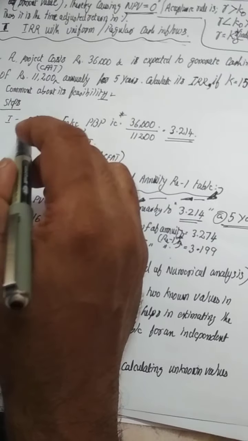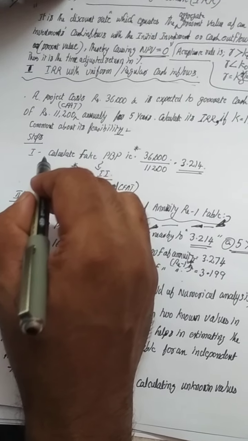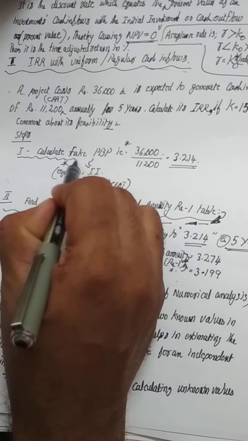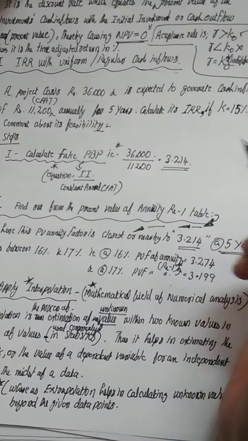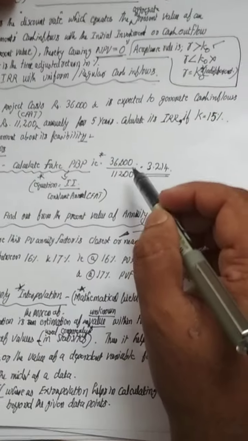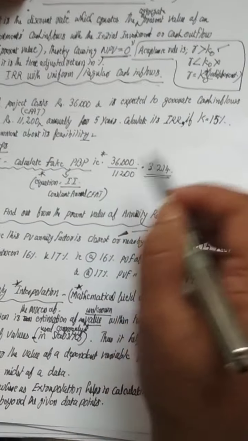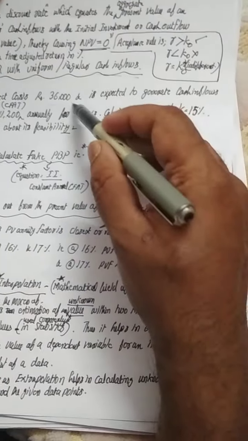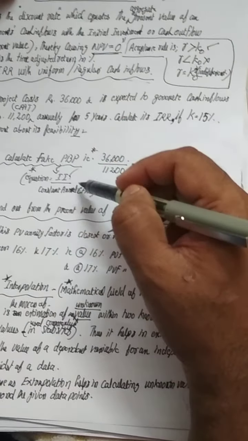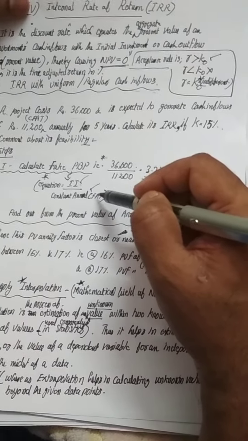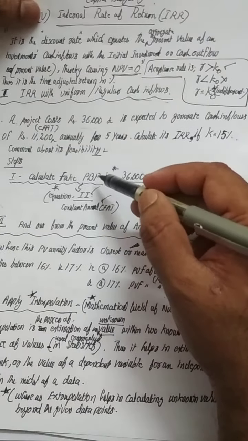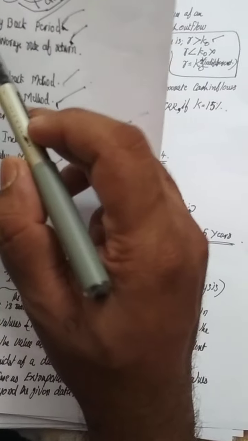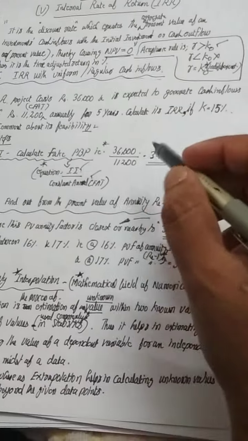Here, as it is not a non-discounting technique or payback period problem, it is mentioned: step 1, calculate the fake payback period. We are using the term fake payback period because this is for some other purpose; it is not the actual payback period we are finding out. So what is it? You know the equation: initial investment divided by constant annual cash flow after tax, the equation we studied under the non-discounting technique, the payback method. That formula we are applying here.